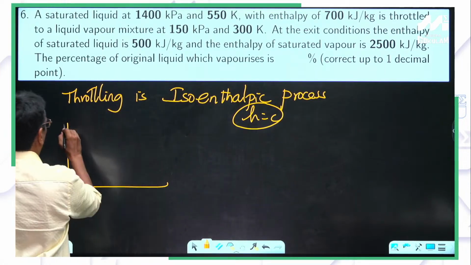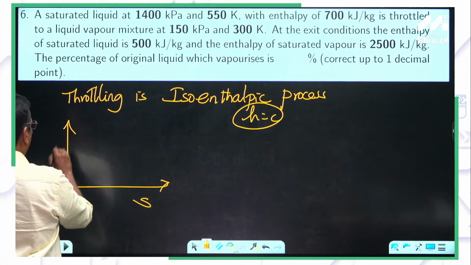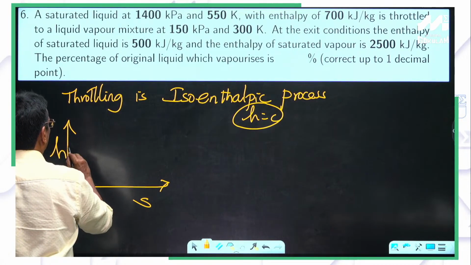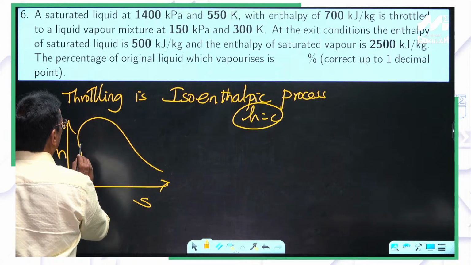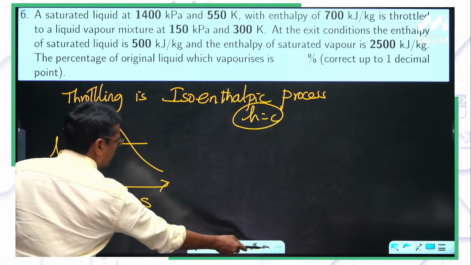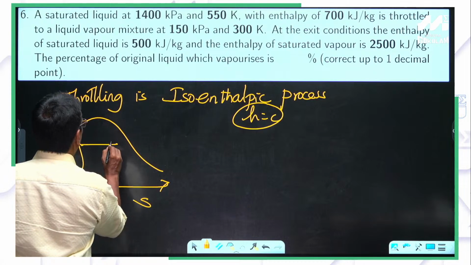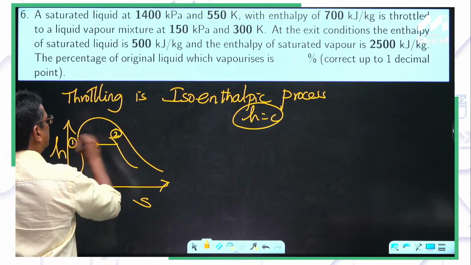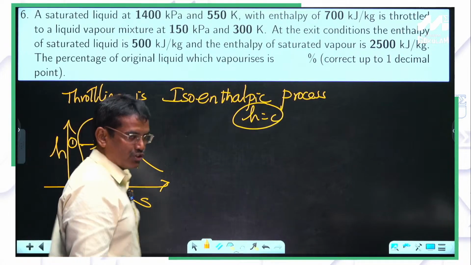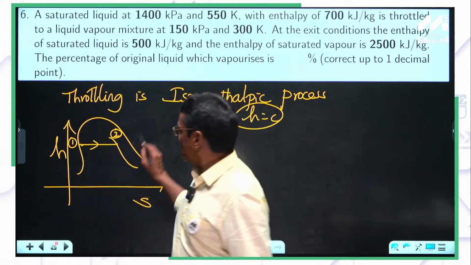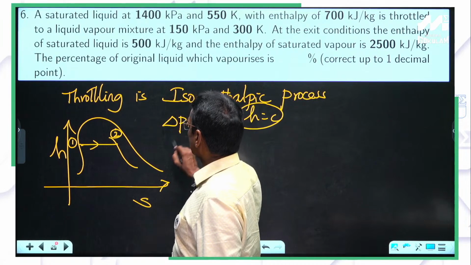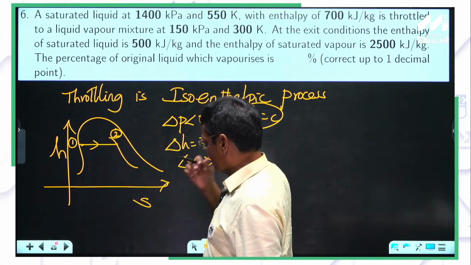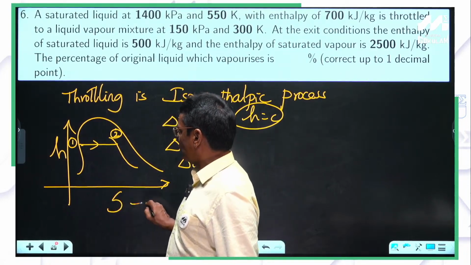That is why on the enthalpy versus entropy diagram, if you just look, the process goes like a horizontal line. This is the liquid one. This is a constant enthalpy process. Entropy increases. During throttling, entropy increases and pressure drops. Delta P will be less than 0, delta H is equal to 0, delta S is greater than 0. This is the graph on the H versus S.